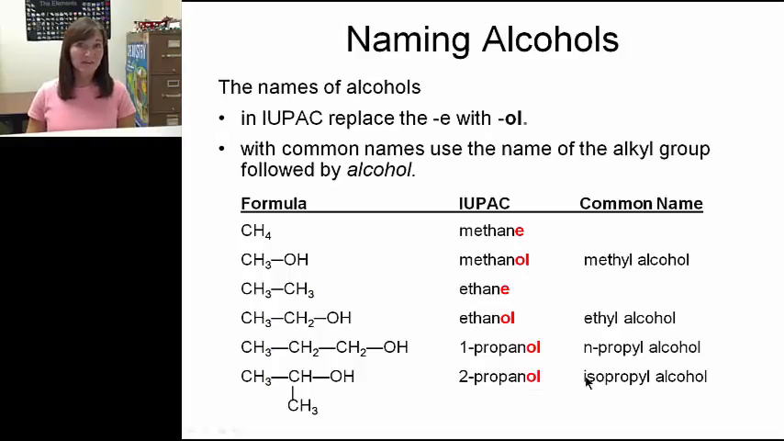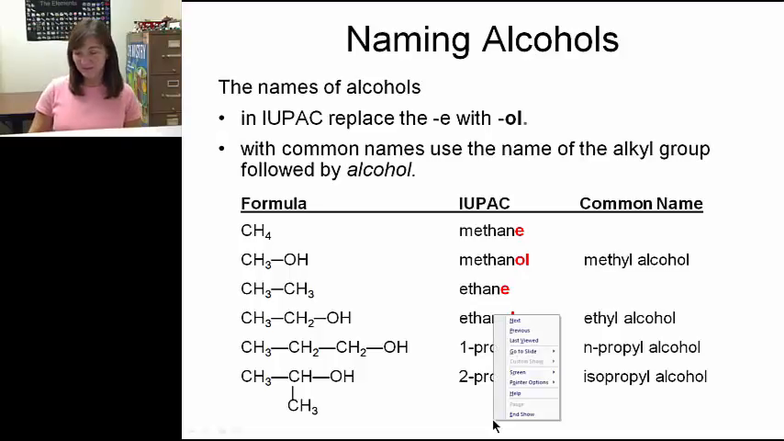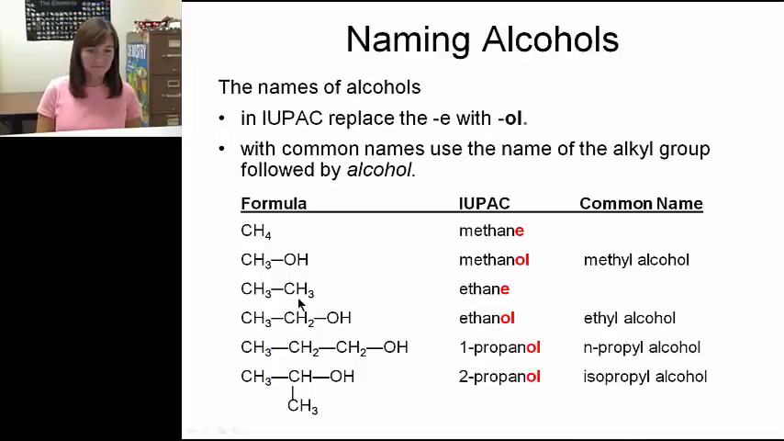And then the common name, remember if we're going to name this as a branch, so I'm going to go up to this one. We would name, if we're working in the common system, you name this as a branch. So this would be propyl, and then you would just put on the word alcohol, propyl alcohol.